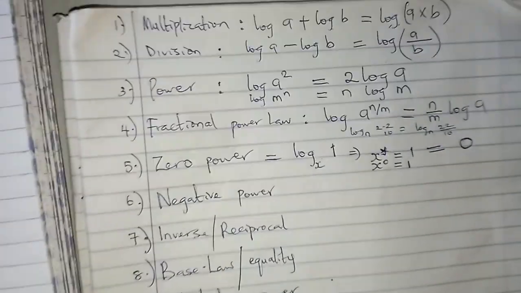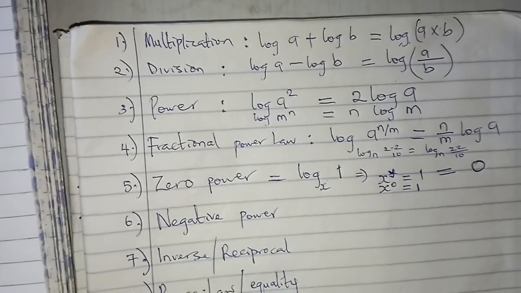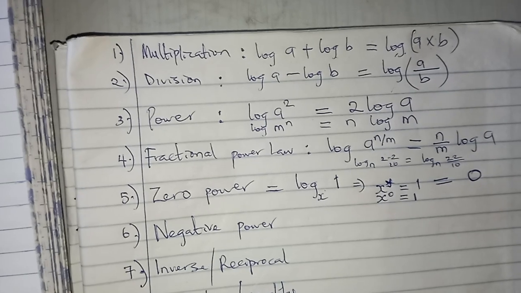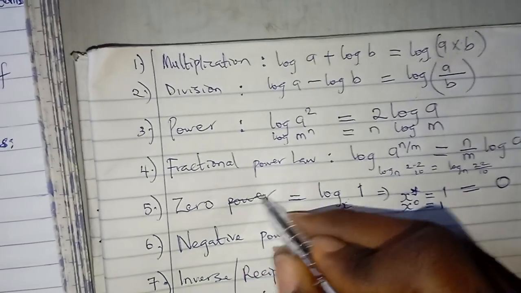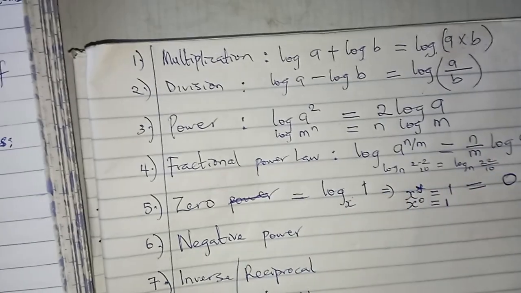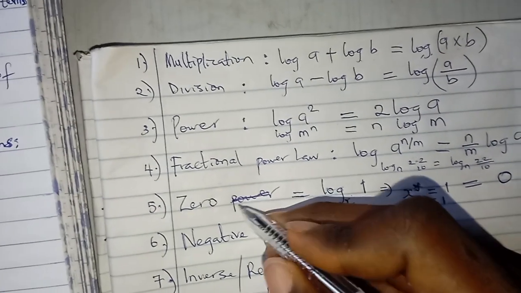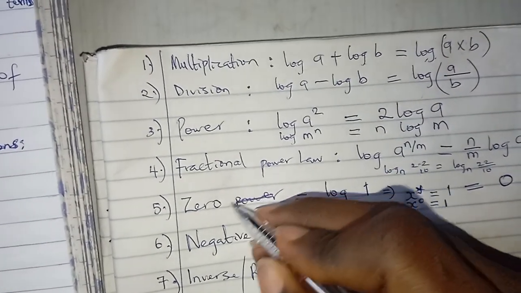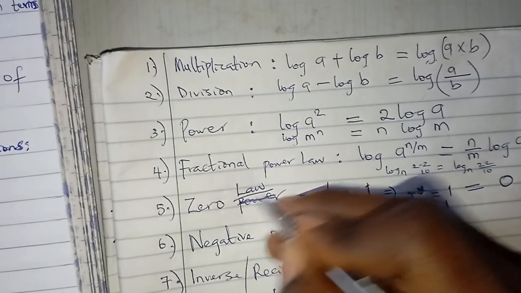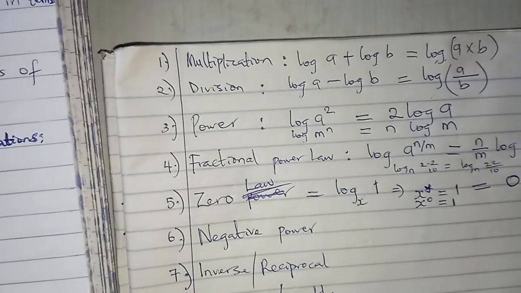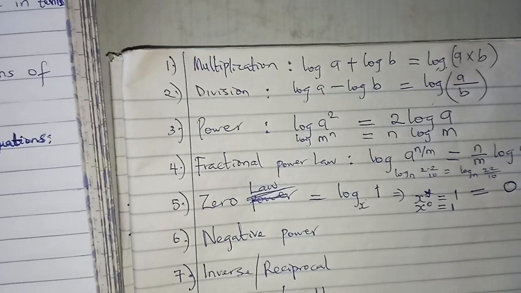So log of 1 is 0. I normally call this the 0 law, not power. So for indices you call it the 0 power law, but for here you call it the 0 law, or you say log of 1.